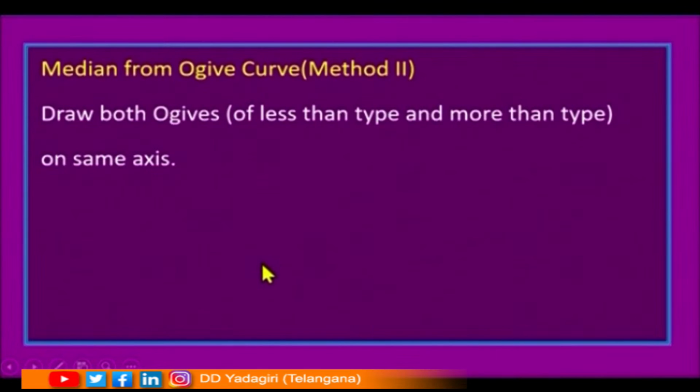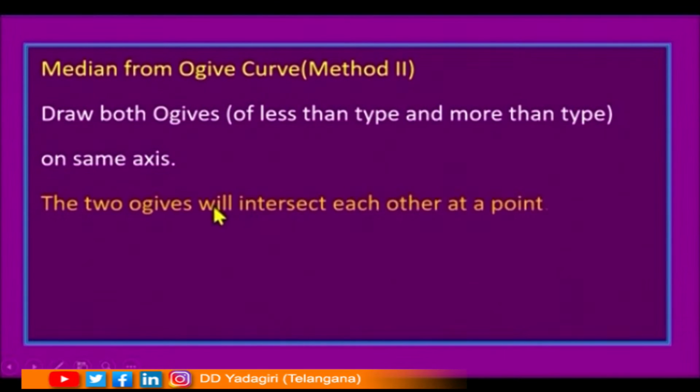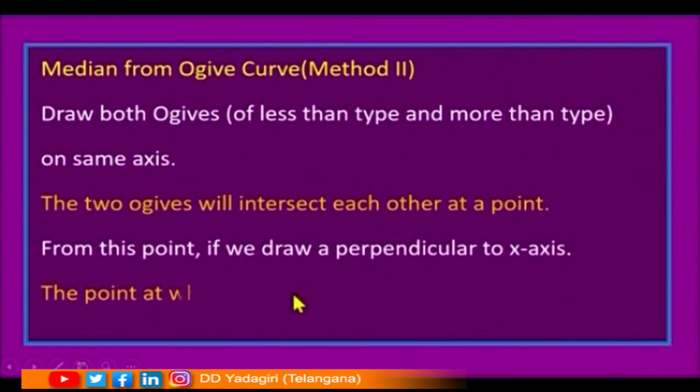So there is another method of representing the median from the OG curve. Let us discuss this. We need to draw both OG curves, less than type and greater than type, on the same axis. The two OGs will intersect each other at a point. From this point, if you draw a perpendicular to the x-axis, the point at which it cuts the x-axis gives us the median.